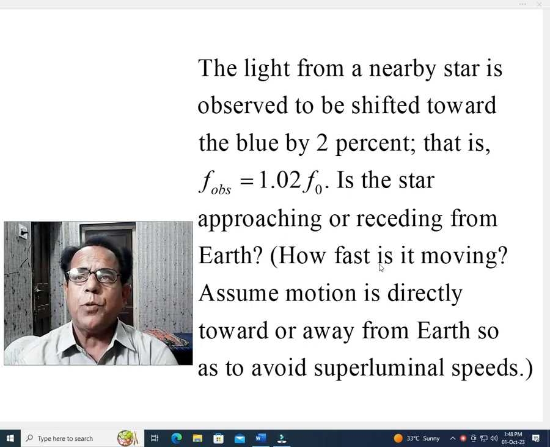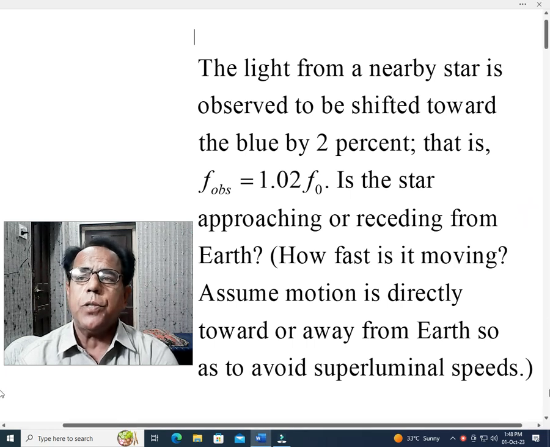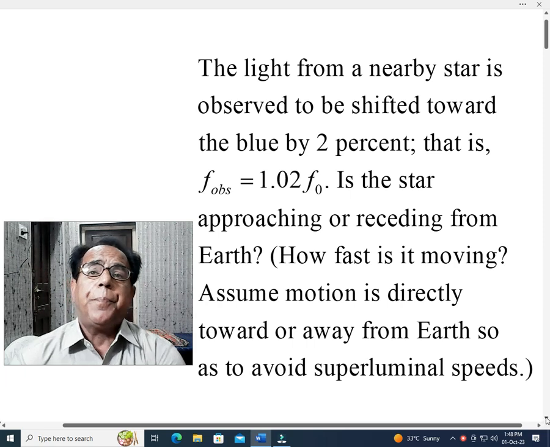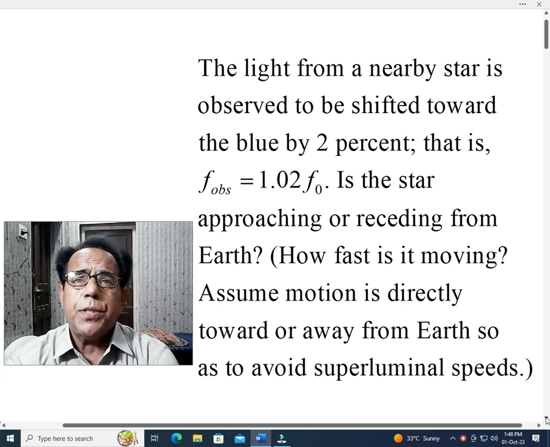This is our next problem, chosen from the book Modern Physics by Paul Tipler. As usual, we first come to its statement.